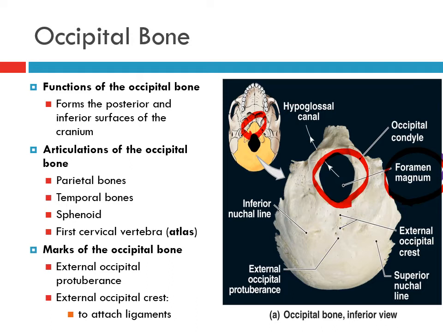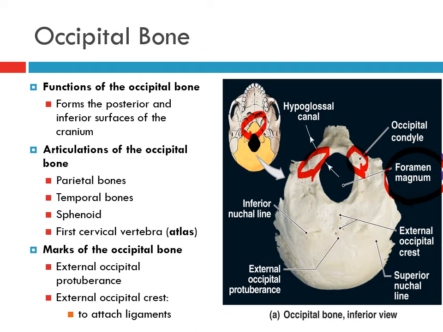And then it also articulates with the first cervical vertebra. That is the top vertebra in your spine. That articulation comes here with these occipital condyles. So the skull sits on top of the spine, and it has those occipital condyles, which are articulating surfaces between the occipital bone and the first cervical vertebra.